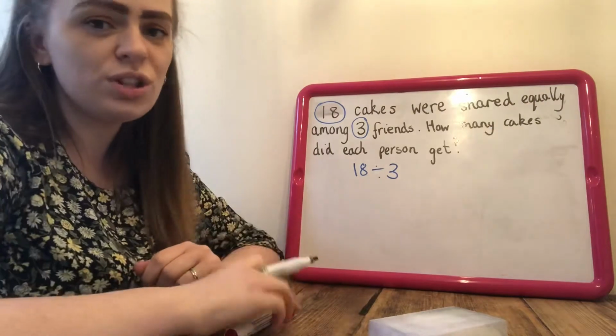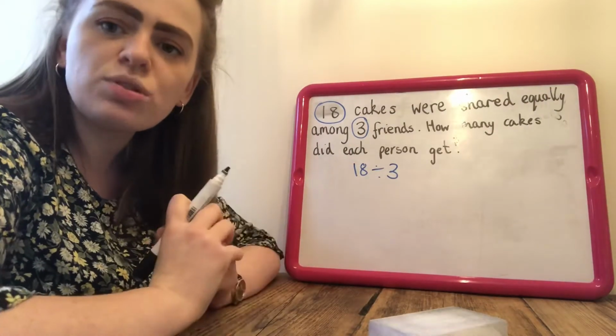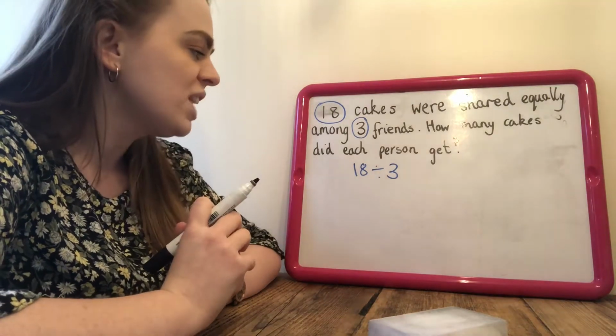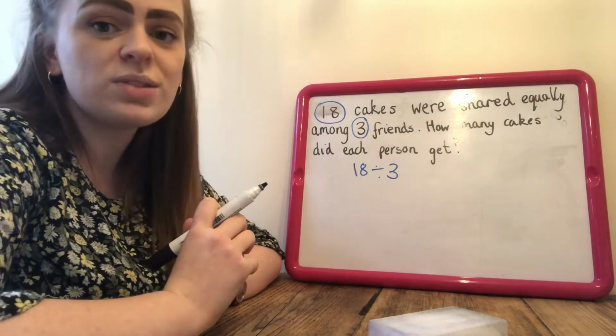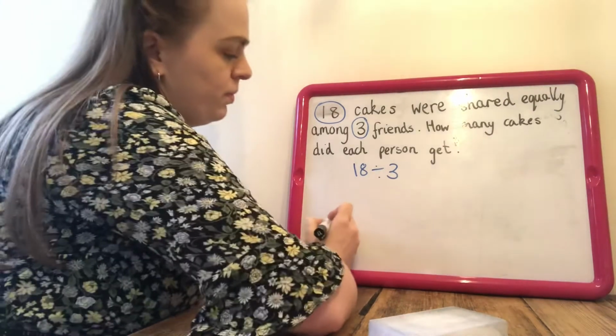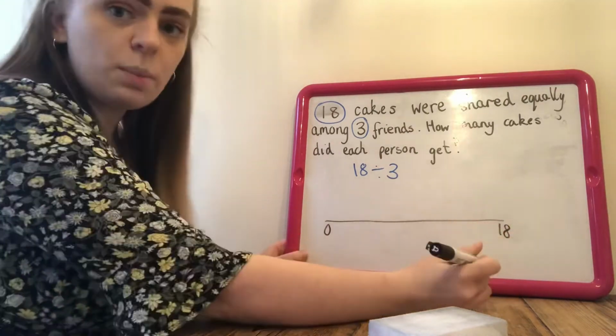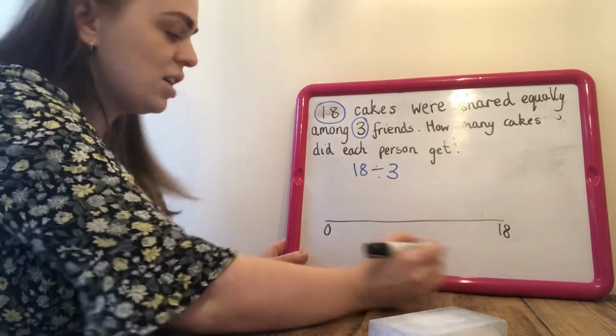So how am I going to do this? Well, you can do this in a number of ways, but you could just use your tables knowledge. You could know that 3 times 6 equals 18. You might want to do an empty number line for this one. And you're going to start at 0 and you want to get up to 18. And you're going to go up in jumps of 3 and see how many jumps it takes you.